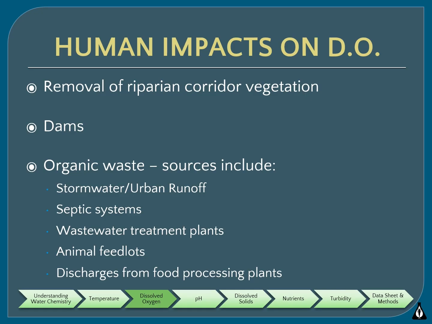There's also organic waste. Organic waste can affect the amount of dissolved oxygen as it breaks down inside the water. Bacteria use dissolved oxygen to break down the organic waste. In that case, it could deplete the amount of dissolved oxygen in the stream. Sources of organic waste can be stormwater urban runoff, septic systems, wastewater treatment plants, animal feedlots, and discharges from food processing plants.